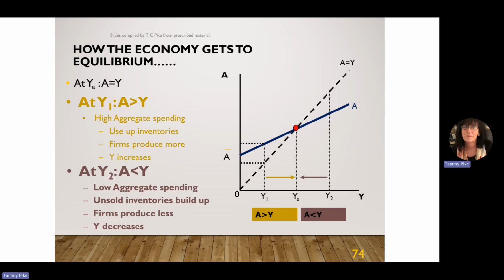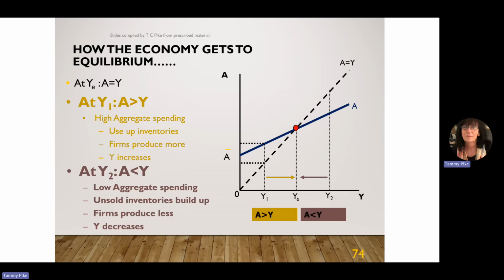High aggregate spending, we're using up inventories. In other words, if you've got a shop, you're selling out your stocks big time. You keep ordering more, and so firms produce more, and as a result, Y will increase. That is driving economic growth. All right. So because people want to buy more goods and services, we produce more goods and services, and so the economy grows.